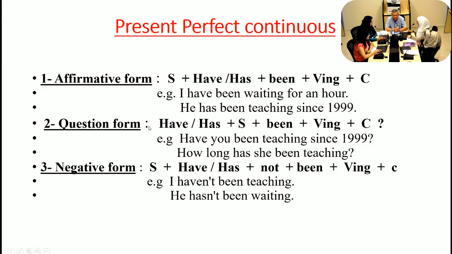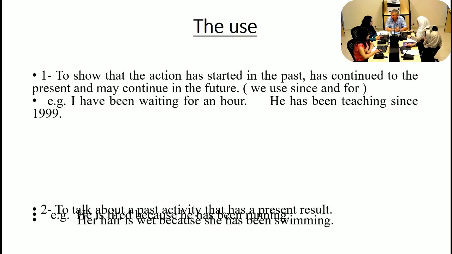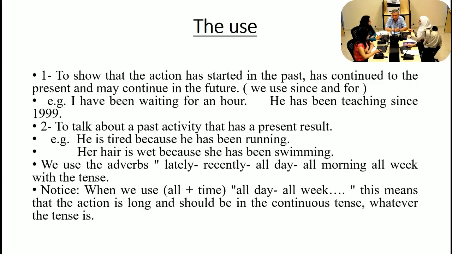Next, Miss Samar. The use, Miss Rula. The use of present perfect continuous. We've said that the present perfect talks about an action that started in the past, and we have a result. Now with the continuous, it's almost the same, but it is continuous. So it started in the past, has continued to the present, and may continue to the future. We can use, of course, since and for with both present perfect simple and present perfect continuous.